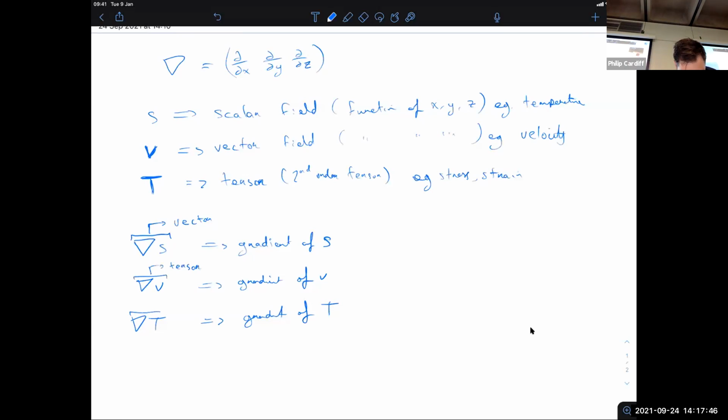And then finally, if you have a tensor which has 9 components, you take the gradient, you get a third order tensor. So it's times 3. So you get 27 components. So for every component of whatever your quantity is, it will vary in 3 directions. So you have 3 numbers for 3 gradients. So that'll be a third order tensor.